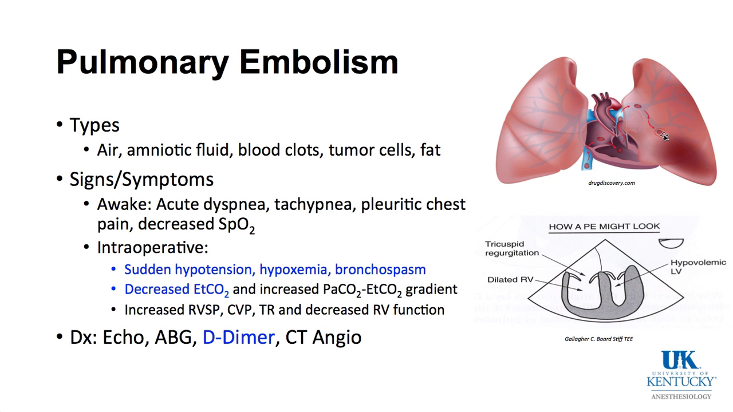Oftentimes you do not see the clot itself, but the effects of the clot, which is a dilated right ventricle, as shown in the figure on the right, as well as increasing tricuspid regurgitation in an underfilled hypovolemic left ventricle. Arterial blood gas can demonstrate the hypoxemia, as well as support the PaCO2 end-tidal CO2 gradient, and D-dimers will go up as fibrinolysis is occurring, and a CT angio can be a diagnostic tool.